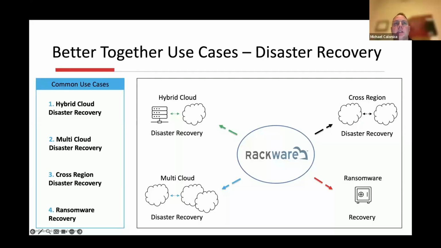For cross-region disaster recovery, which is becoming more and more popular, RackWare helps provide regional resilience using fast incremental sync and policy-based failover across Oracle regions and distributed cloud sites. This ensures business continuity during outages, disasters, or even capacity constraints, without any application refactoring. And then there's ransomware recovery.